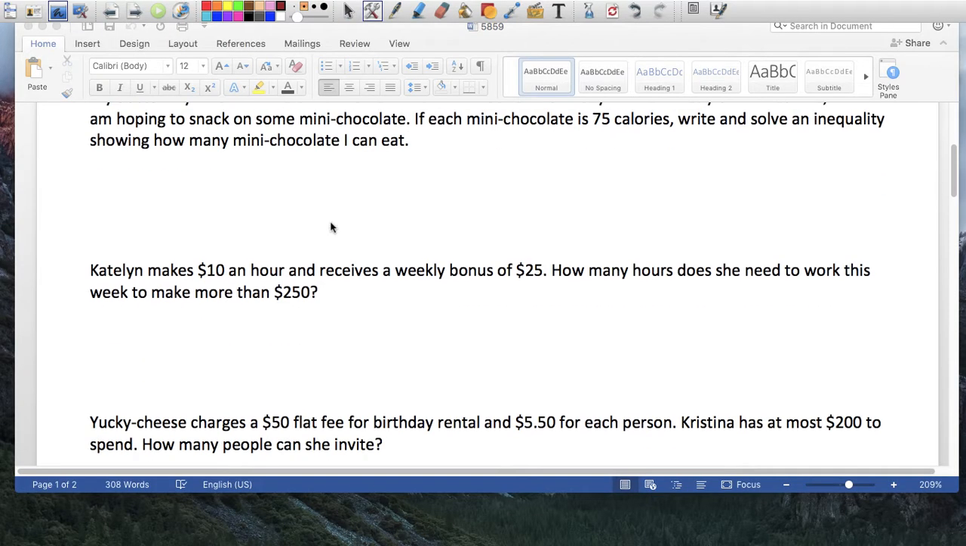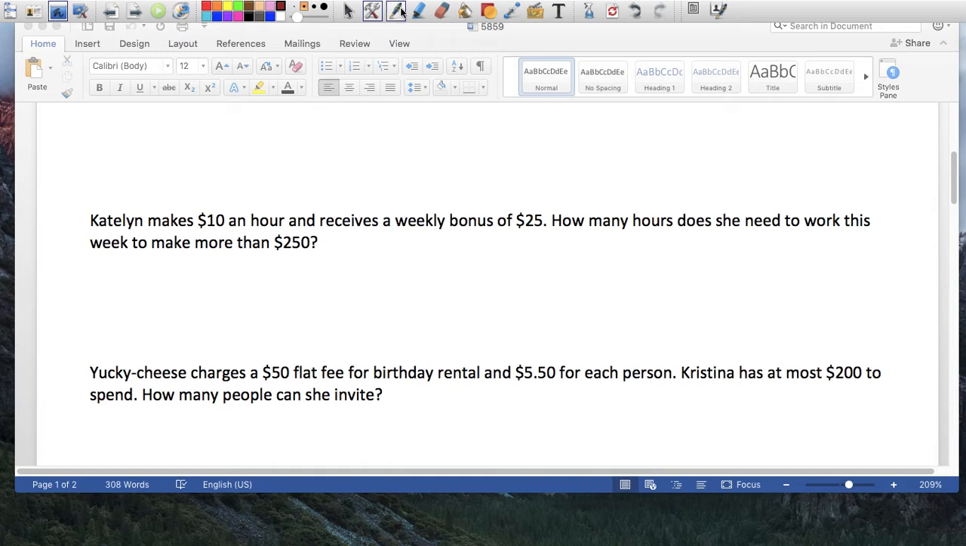Caitlin makes $10 an hour. Okay, again, look, shade that. She receives a weekly bonus of $25. How many hours does she need to work this week to make more than $250? Well, more than 250 means greater than 250. Not equal, because she doesn't want to make equal. She wants to make more than 250, so it has to be a more sign.